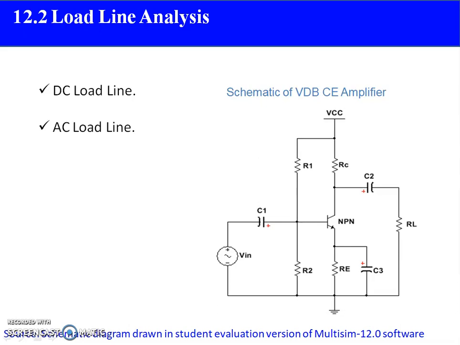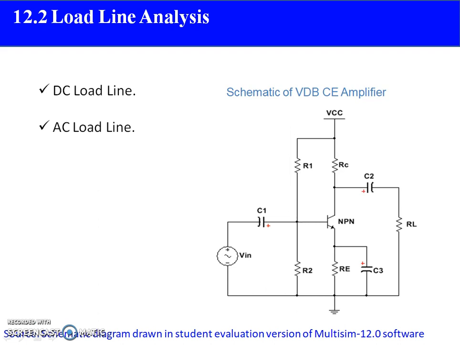Every amplifier has a DC equivalent circuit and an AC equivalent circuit. Because of this, it has two load lines, a DC load line and an AC load line. Now, for a small signal operation, the location of the Q point is not a critical thing. But with a large signal amplifier, the Q point has to be at the middle of the AC load line to get the maximum possible output swing.